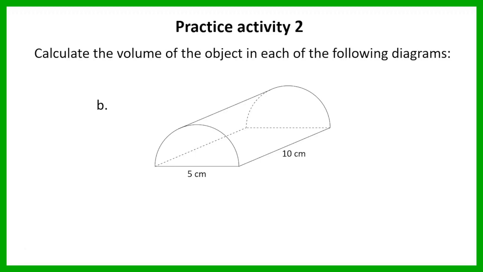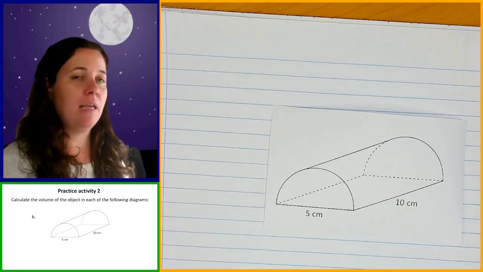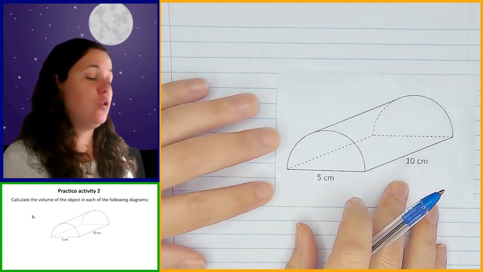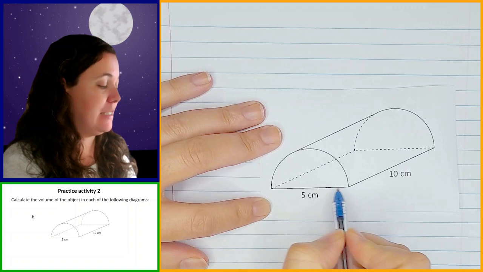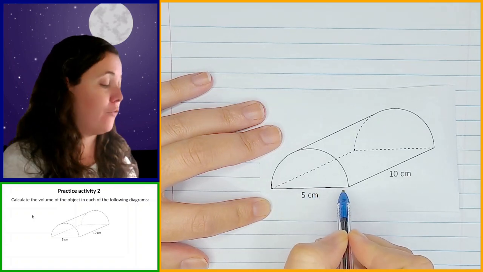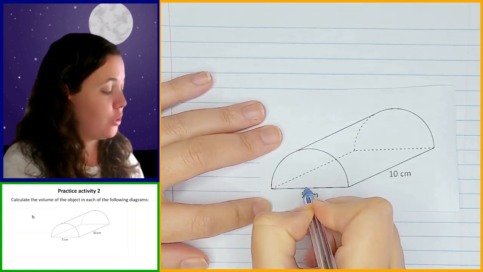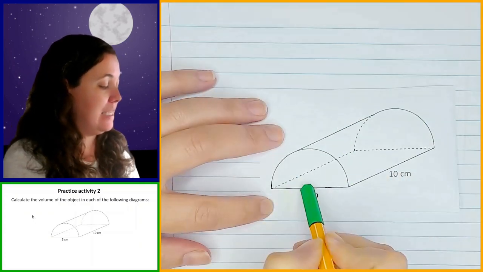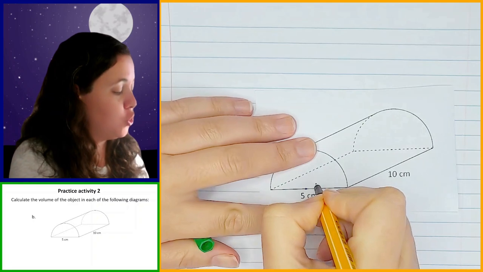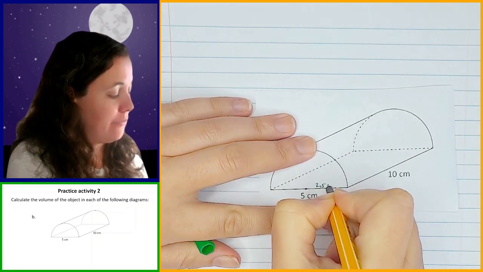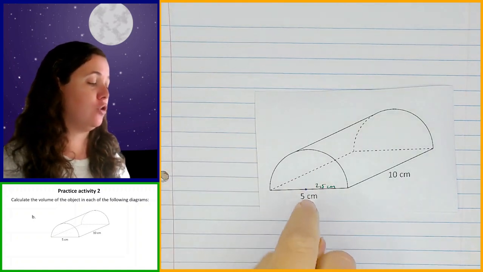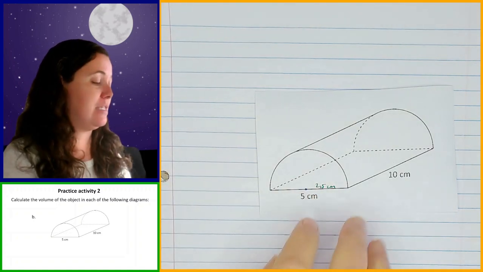Okay, so let's go through this last example for today. So over here, we have got our half circle. Now, the first thing you had to do was recognize that this 5 centimeters is the diameter of your half circle. So if you look at the center over here, the distance from there to there, from the center to the outside, is 2.5 centimeters. That is your radius. So when we're working with our half circle, the radius is going to be 2.5 centimeters.